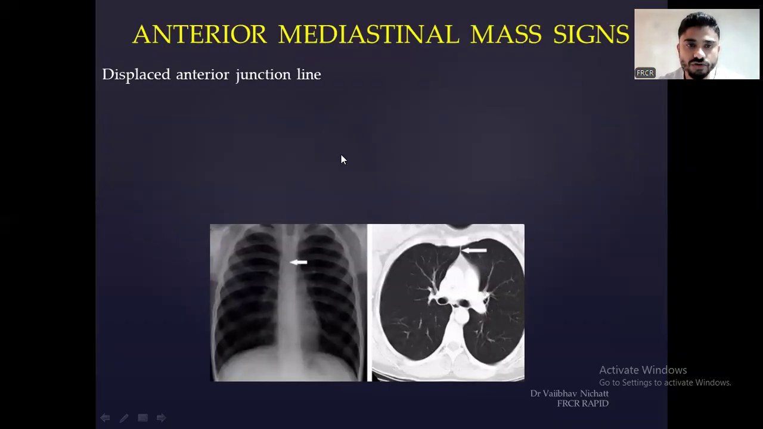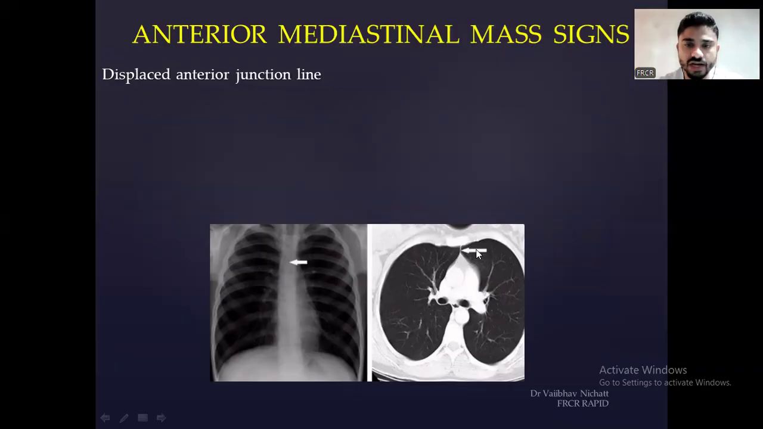Okay. So the first sign is a displaced anterior junction line. So this is how the anterior junction line will look. It is formed by 4 layers of pleura, 2 parietal pleuras and 2 visceral pleuras. And when they come together, they form a distinct line, that is the anterior junction line.